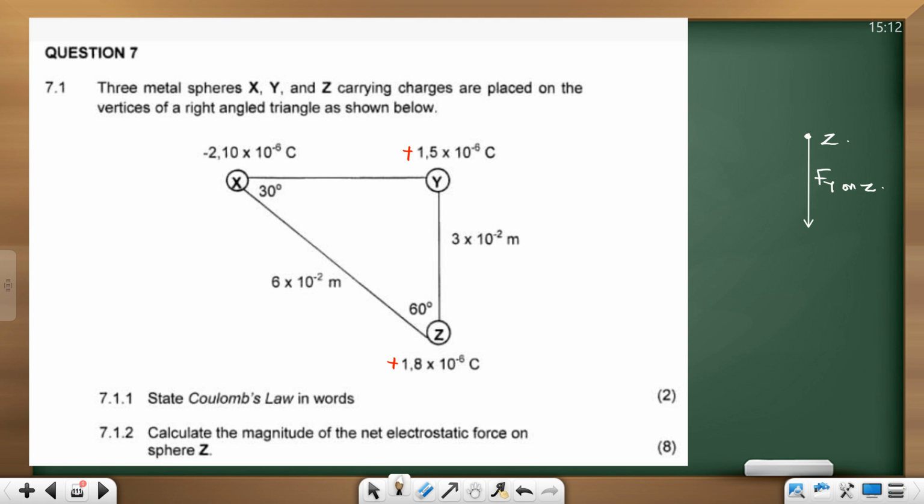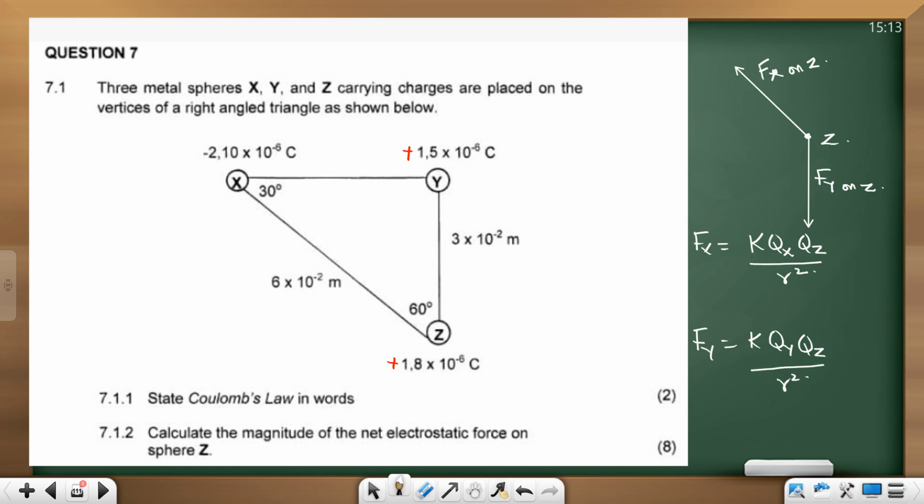Now, what about X and Z? Attracting, right? So Z should move towards X, so that's going to go that way. And we can call this F of X on Z. I'm sure we can all calculate F, guys. F of X would be k Q_X Q_Z over r squared. F of Y will be k Q_Y Q_Z over r squared.